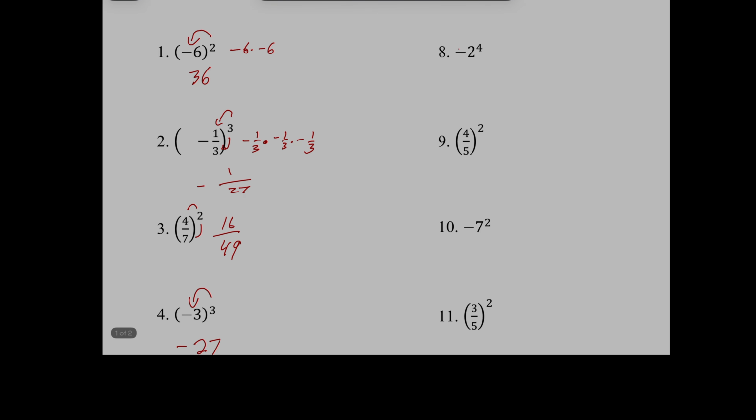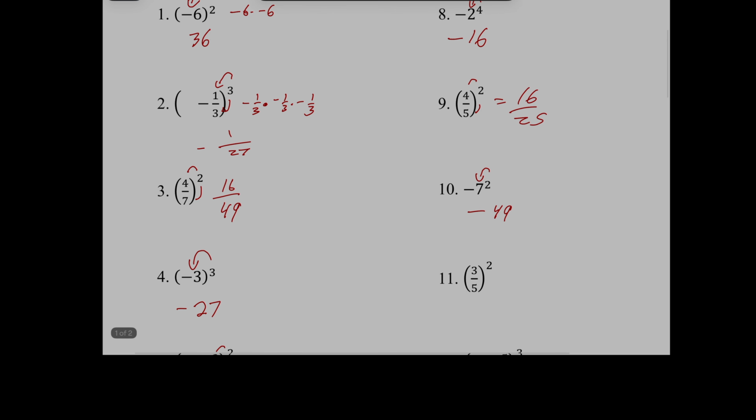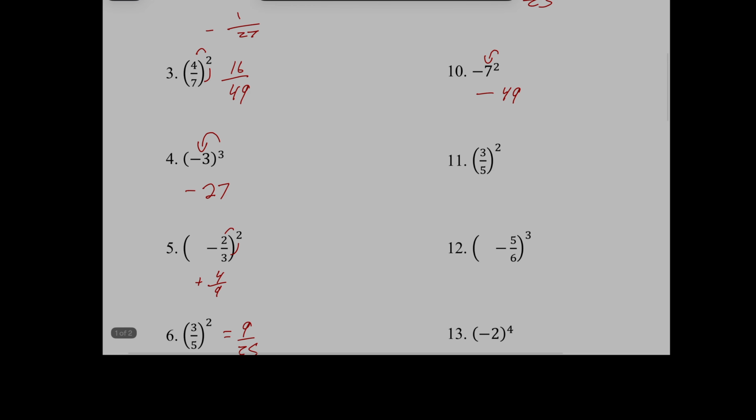Going on to number 8. That 4 does not go to the negative sign because it's not in the parenthesis. The 4 only goes to the 2. So the answer is going to be negative 16, because I only have 1 negative. This one, I'm going to square both top and bottom, and I'm going to get 16 over 25. This one, the square only goes to the 7, so my answer is a negative 49. If that negative was in the parentheses, then the 2 would go to the negative as well, and it'd be positive. So please know the difference there.